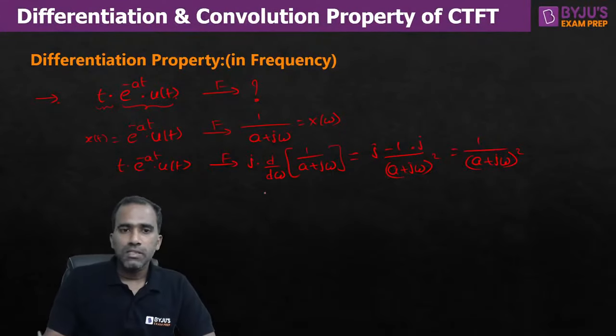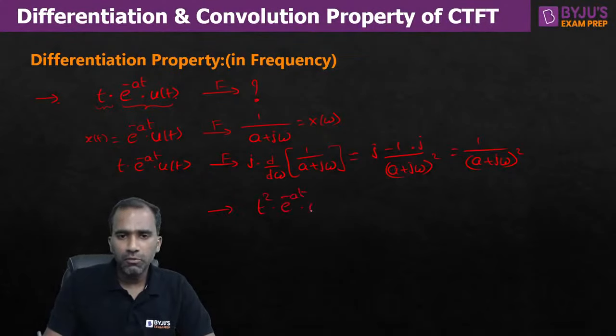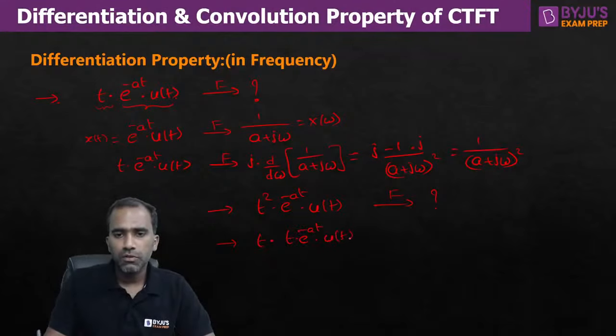Similarly, I can ask you one more question here. How about t square into e power minus at into u of t? How about the Fourier transform of this one? Let's find it in the same manner. So let's look at it as t into e power minus at into u of t.